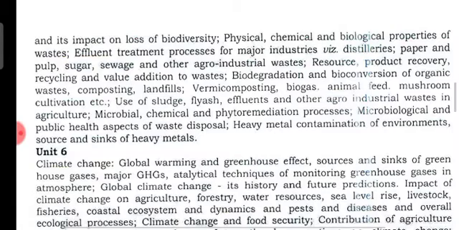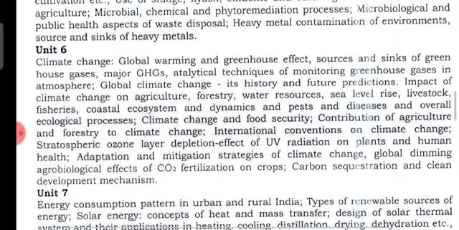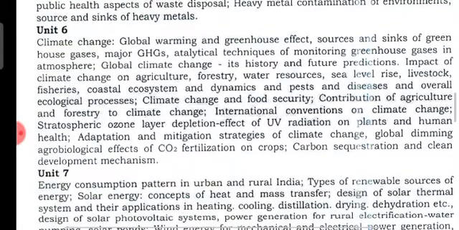processes, microbiological, and public health aspects of waste disposal, heavy metal contamination of environment, resources and sink of heavy metals. Unit number 6 is climate change, which includes water resources, sea level rise, livestock, and you can read this unit in detail.